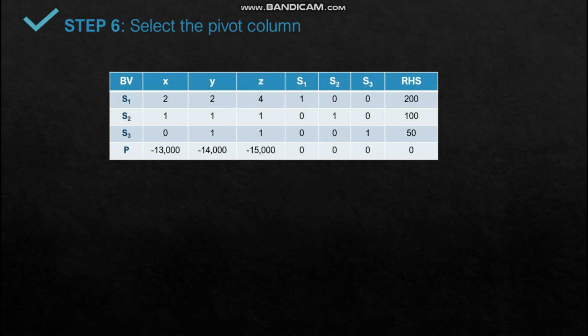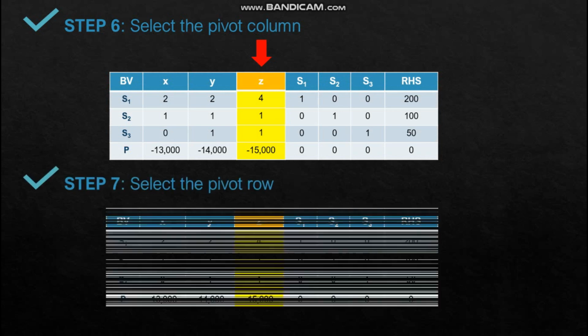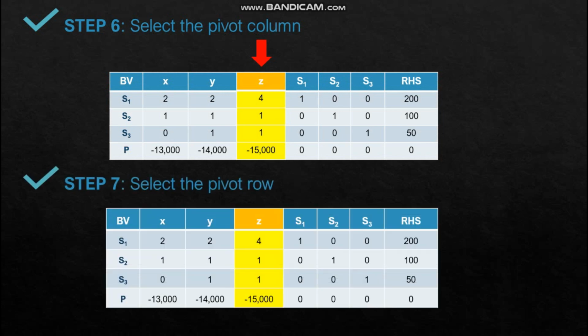In this case, we will be looking at only the variables x, y, and z. As you can see, we have negative 15,000 under the variable z, which has the lowest value. So for that, we will have z as our pivot column. And step 7, we will now select the pivot row. To select the pivot row, we need to have a temporary table.